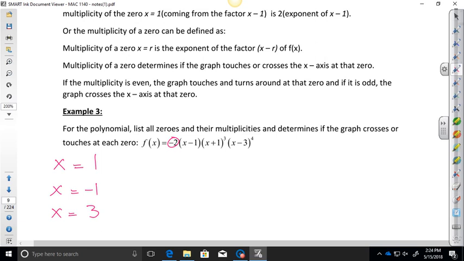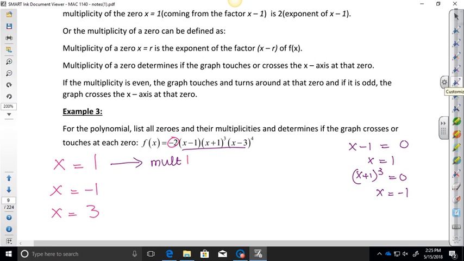You can count 0. What is the multiplicity of the first 0? x equals 1, because I set this to 0, right? That means I can set each factor to 0. So I get x equals 1. Then I set x plus 1 cubed to 0. So I get x equals -1, right? Then I set the last one to 0. I get 3. That's how you find the zeros. You set each factor to 0. Okay. All right, let's write the multiplicities now.